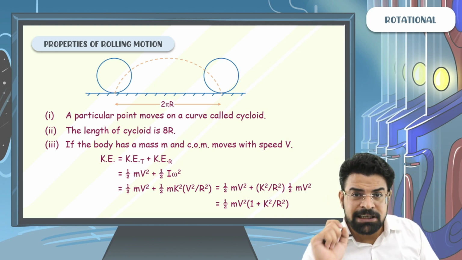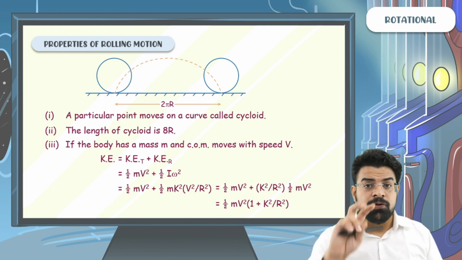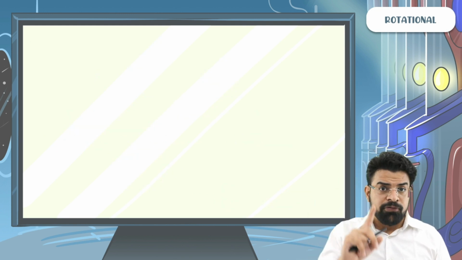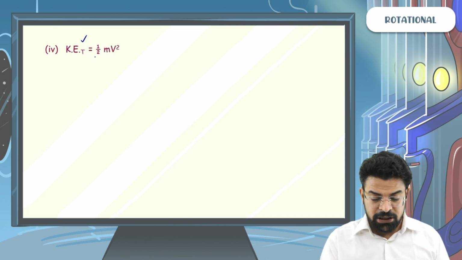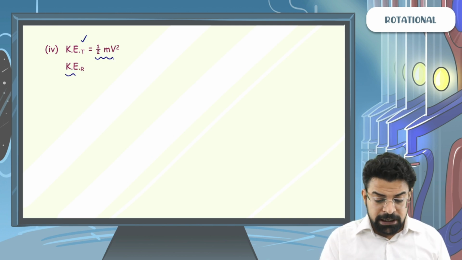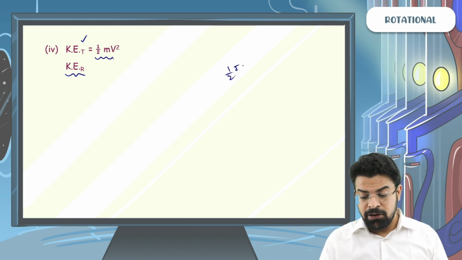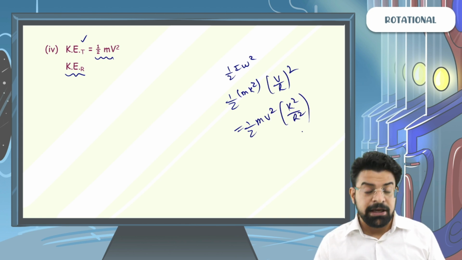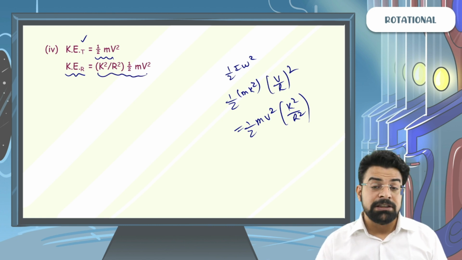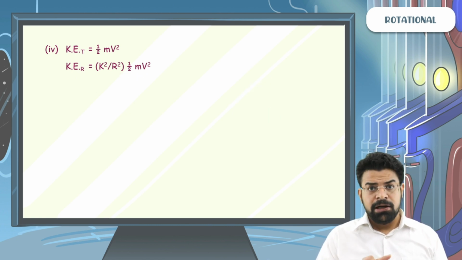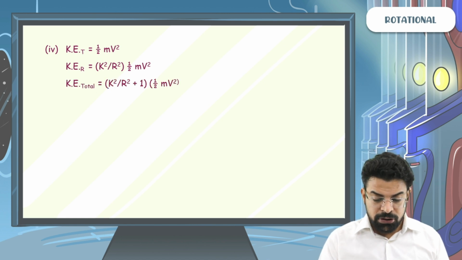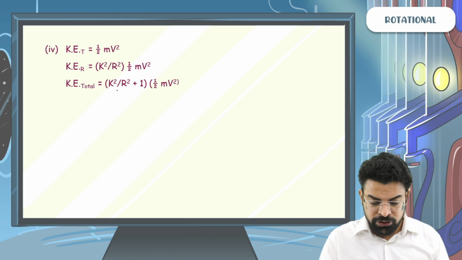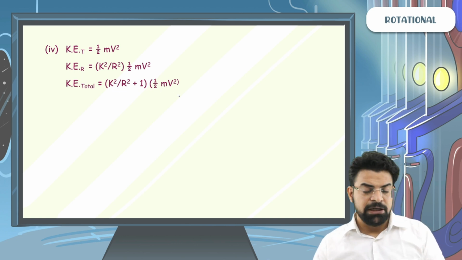So once more, focusing on kinetic energy because this is important. For a body doing pure rolling on a fixed surface, kinetic energy translational equals half mv square. The kinetic energy rotational is half I omega square, that can be written as half into mk square. In place of omega you can write v by r whole square, so that gives you half mv square into k square by r square, or k square by r square times half mv square. This is the kinetic energy rotational. And the kinetic energy total equals, take half mv square common, so you get 1 plus k square by r square into half mv square.